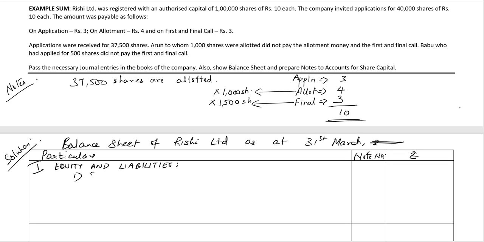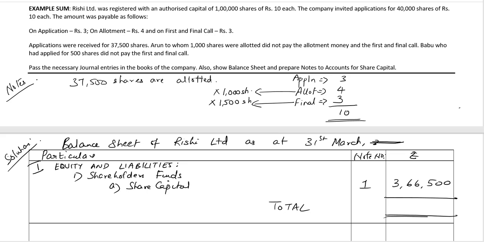We have 1, shareholders' funds. Under that, A is share capital. As per note 1 of share capital, the amount of share capital is 3,66,500 rupees, and the total of the liability side of the balance sheet is also 3,66,500.